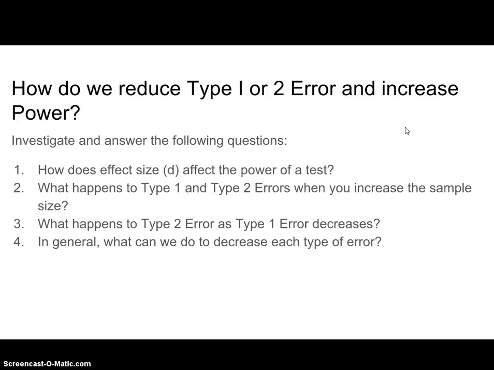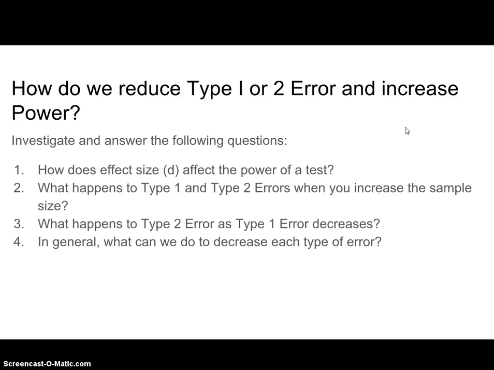What happens to type 1 and type 2 errors when you increase the sample size? They both decrease. What happens to type 2 error as type 1 error decreases? Well, as type 1 error decreases, type 2 error increases. As type 2 error increases, type 1 error decreases. As type 2 error decreases, type 1 error increases. They're basically inverses, guys. I know I said decreases and increases a lot, and you're probably like, oh, what's he talking about? As one goes up, the other goes down.